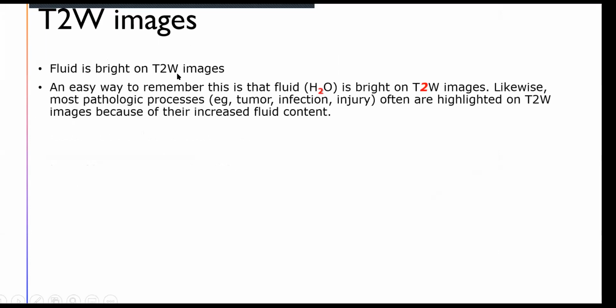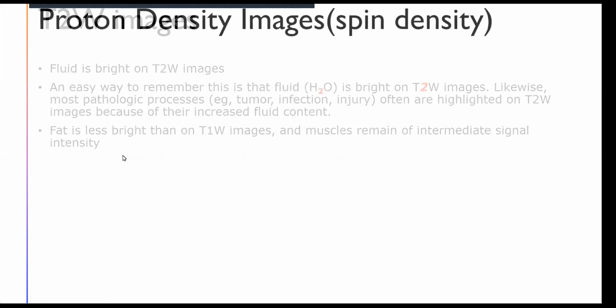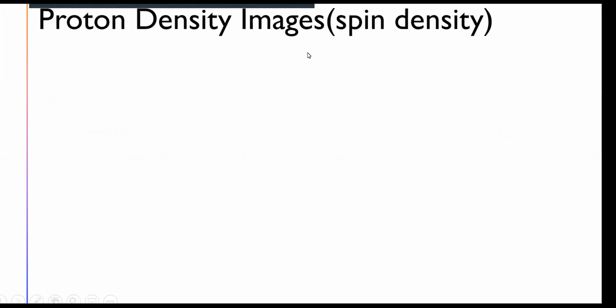What about the T2 weighted image? The fluid is bright on T2 images. It is easy to remember that fluid, which contains water, chemically called H2O, is bright in T2, the number 2. Likewise, most pathologic processes, tumor, infection, and injury, are often highlighted on T2 images because of their increased fluid content. The fat is less bright, as we saw in the table before, and the muscle remains intermediate or iso signal intensity.